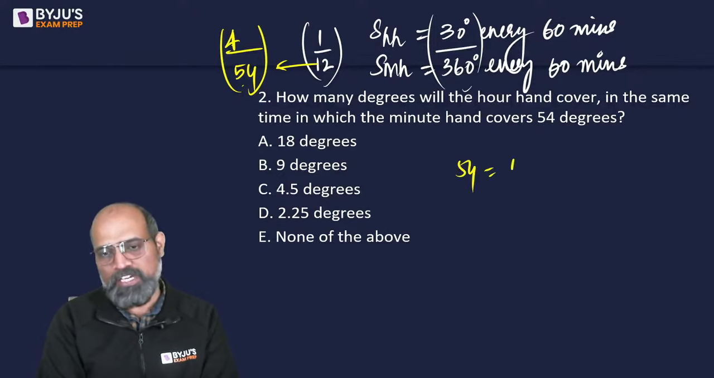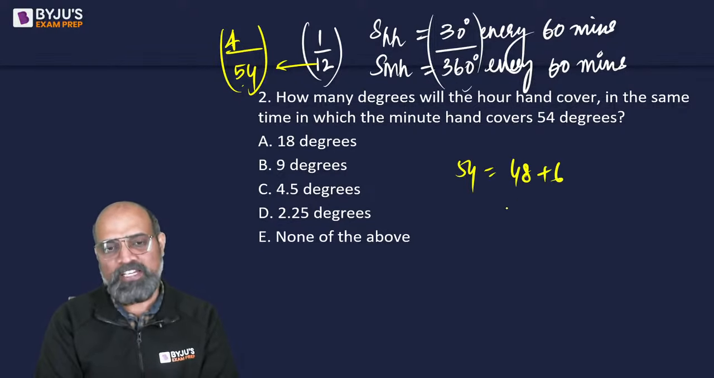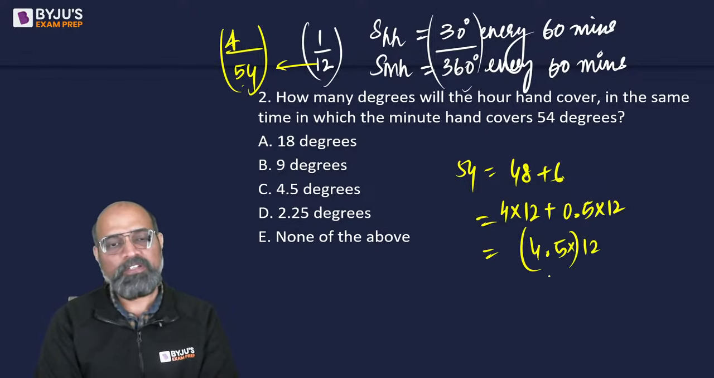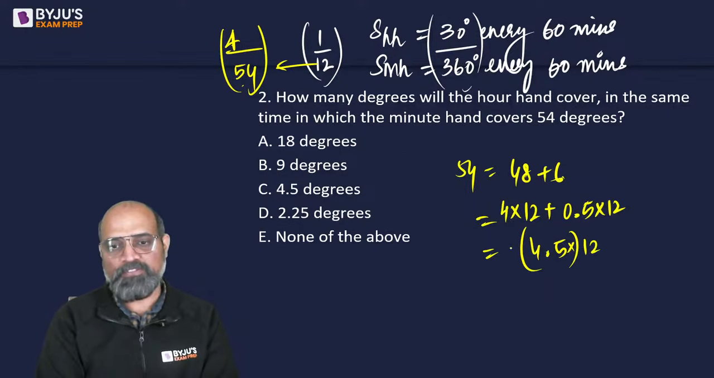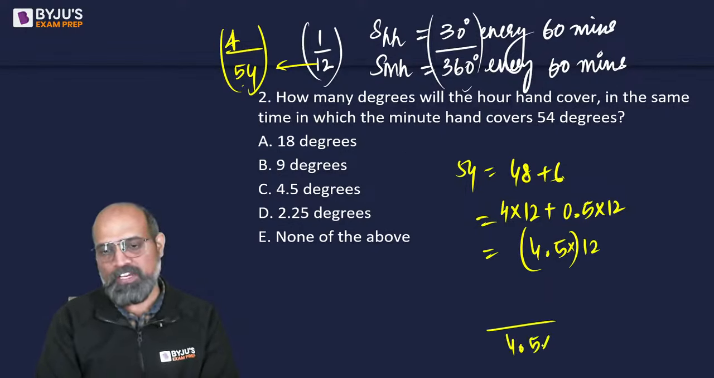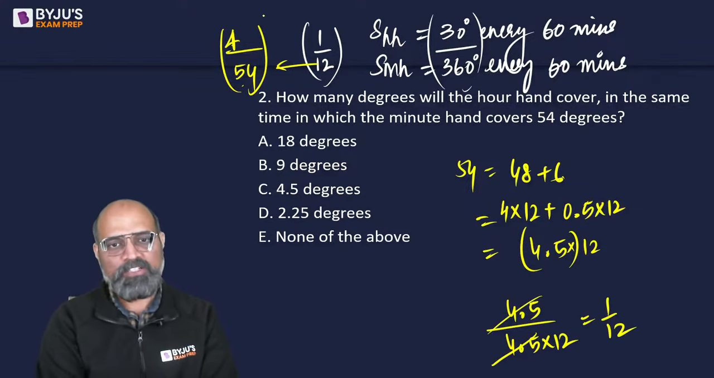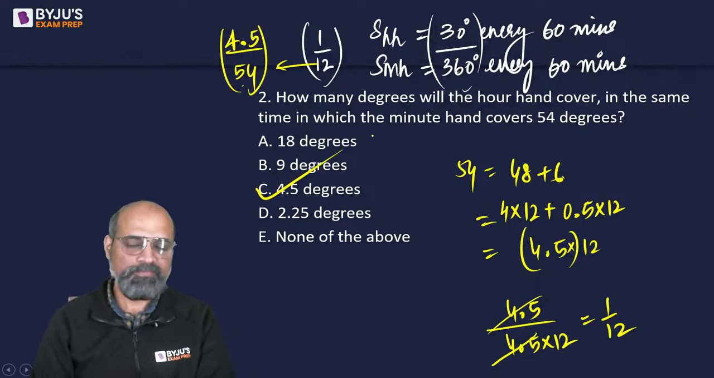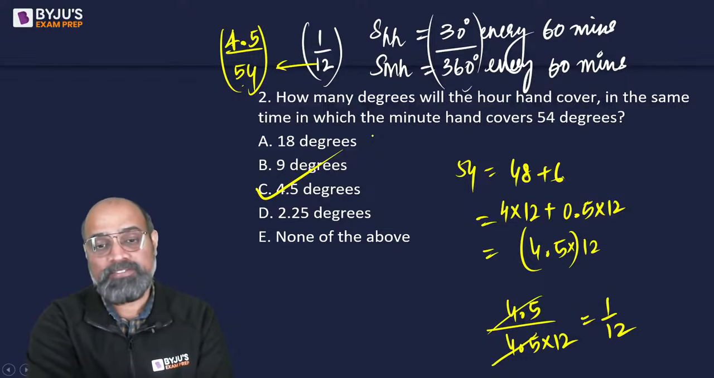can I write 54 as 48 plus 6? And 48 is nothing but 4 into 12 plus 6. 6 is 0.5 into 12. So can I take out 12 common and say this is 4.5 into 12? So instead of 54, if I write 4.5 into 12, then on top also it should be 4.5 so that it becomes 1 by 12. Makes sense, right? So this should be 4.5 anyways. So Charlie becomes your answer.